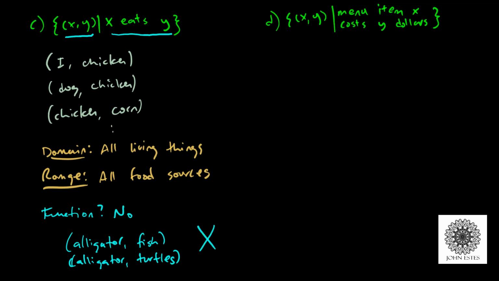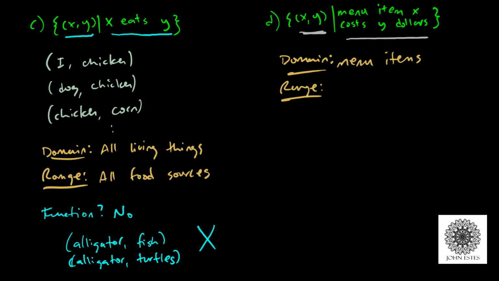All right, so let's look at the next one. It says here, this time we have the set of coordinates x, y, where menu item x costs y dollars. Menu item x costs y dollars. So I think the understanding here is that we're at a restaurant, a specific restaurant. So if that's the case, then my domain would have to be menu items. And my range, it's hard to say exactly, but it'd be least price to greatest.